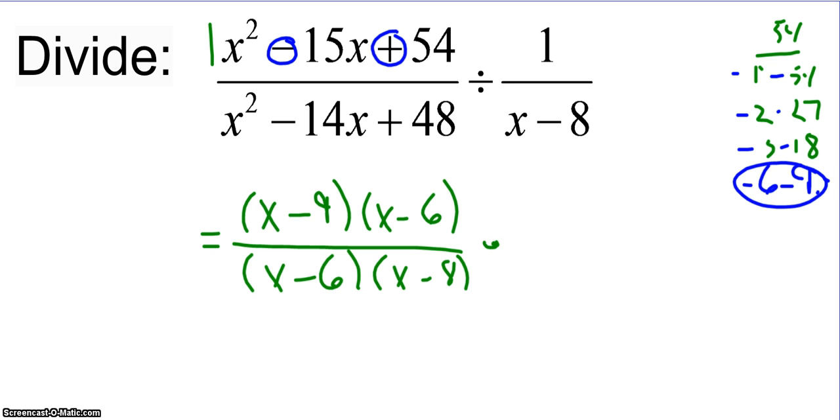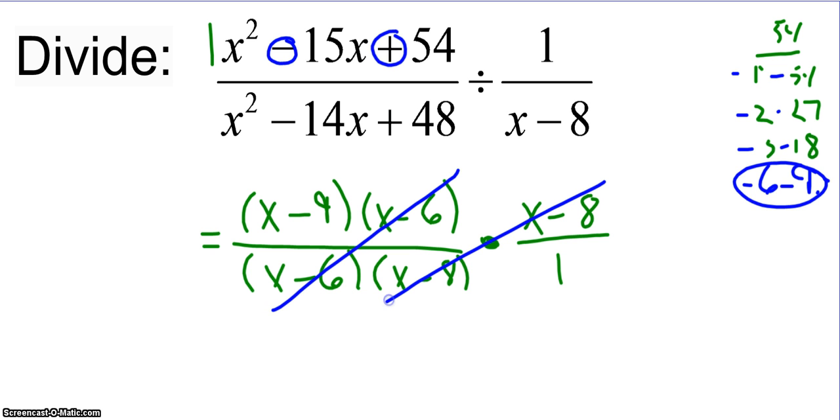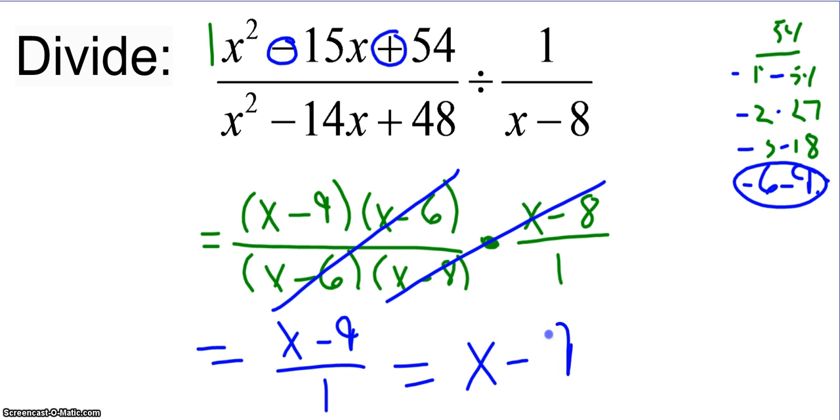Alright. So keep, change, flip. Keep the first one the same. Change the multiplication. Flip the fraction. Alright. Now we are set to just cancel off. Boom. Boom. Final answer. X minus 9 divided by 1. Or you could just say x minus 9.